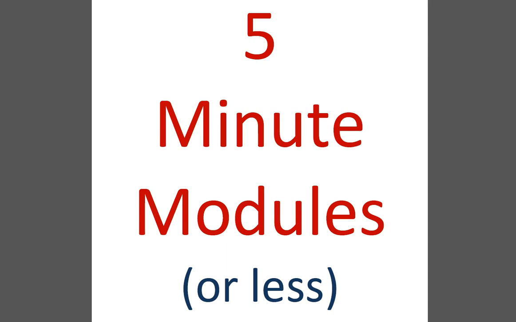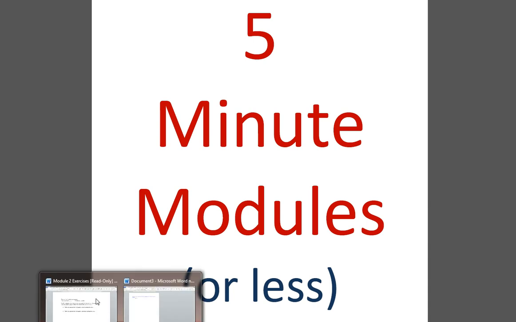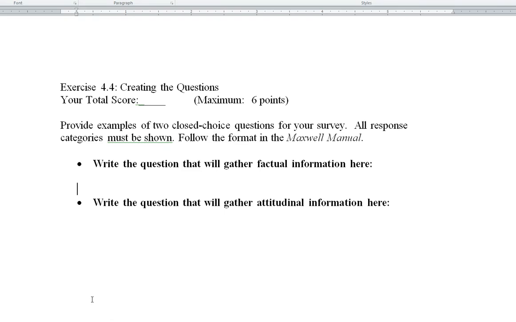Today we're going to look at exercise 4.4 in Module 2, which is about writing factual and attitudinal questions for your survey. As we do each time, let's take a look at the instructions. Basically, it's asking you to write one factual question and one attitudinal question. There's one stipulation: it has to be closed choice. Basically, this means instead of having a short answer, an open-ended question, you need to have something like a multiple choice answer where there's only a certain number of choices possible for them to do.